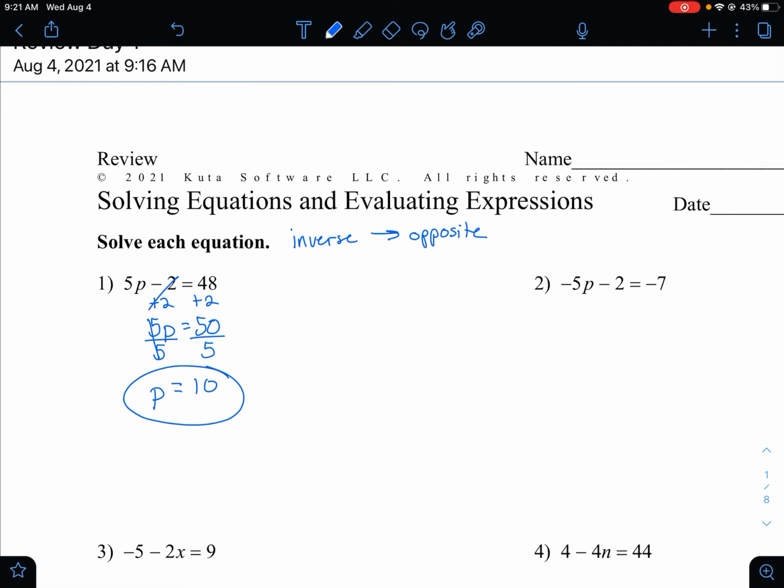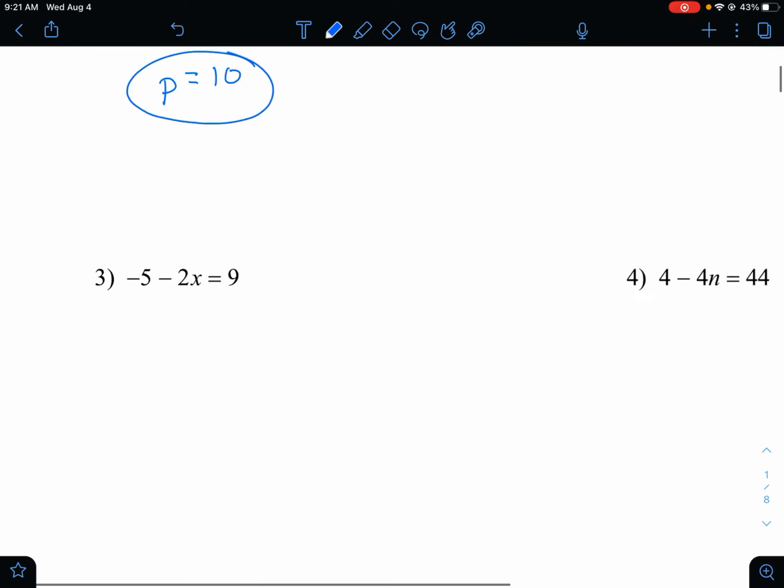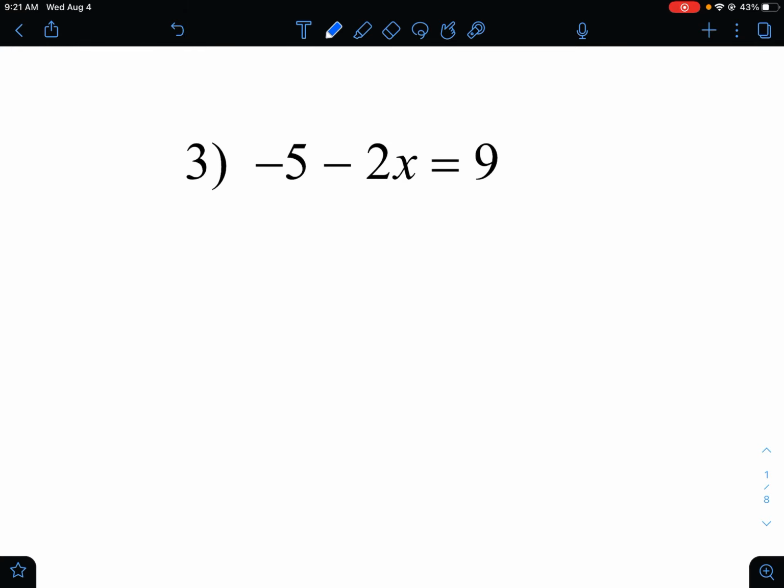All right, so let's go ahead and try the next one. We're going to go ahead and do number 3. So again, we're trying to solve the equation, and we are trying to get this x by itself. Now, typically, and this isn't all the time, and you'll see examples of where this isn't the case, but a lot of times you want to do the addition and subtraction before you do the multiplication and division.